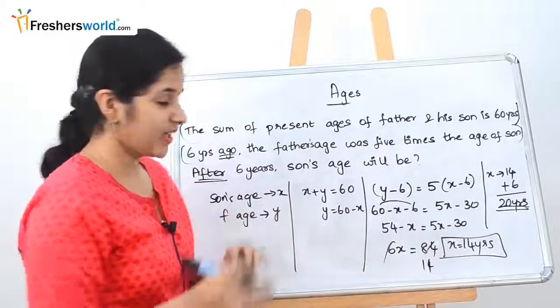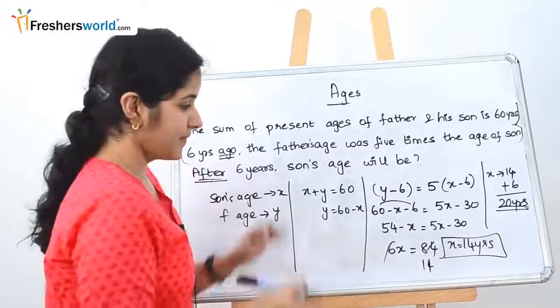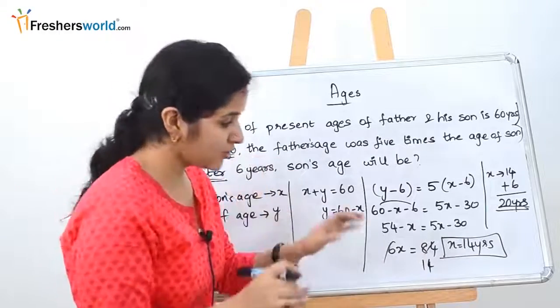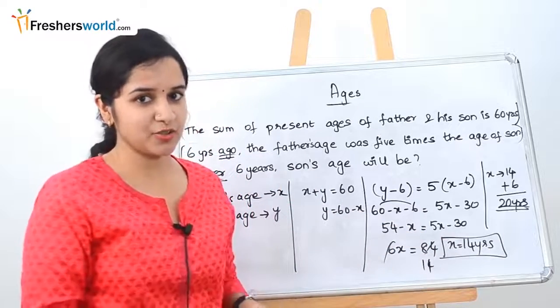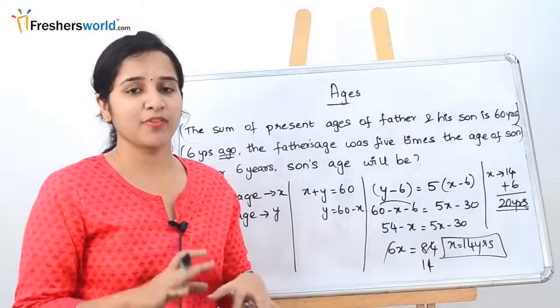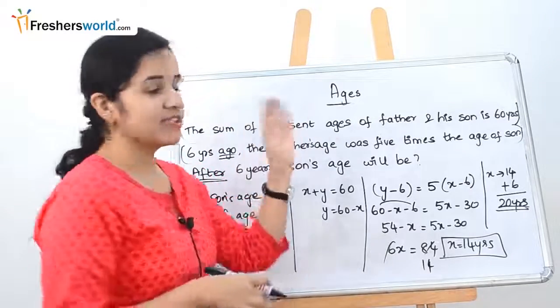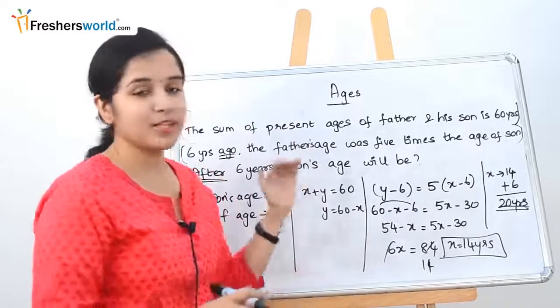As I always say, read your question 2-3 times to understand what they are exactly asking. As for the previous sum, they will also be 14 in your option. But make sure, are they asking for the present age of son or they are asking for something else? So this is the most common type of ages sum you will see. Instead of father and son, it will be mother and son, or between brother and sister. The same way they will be asking the question.